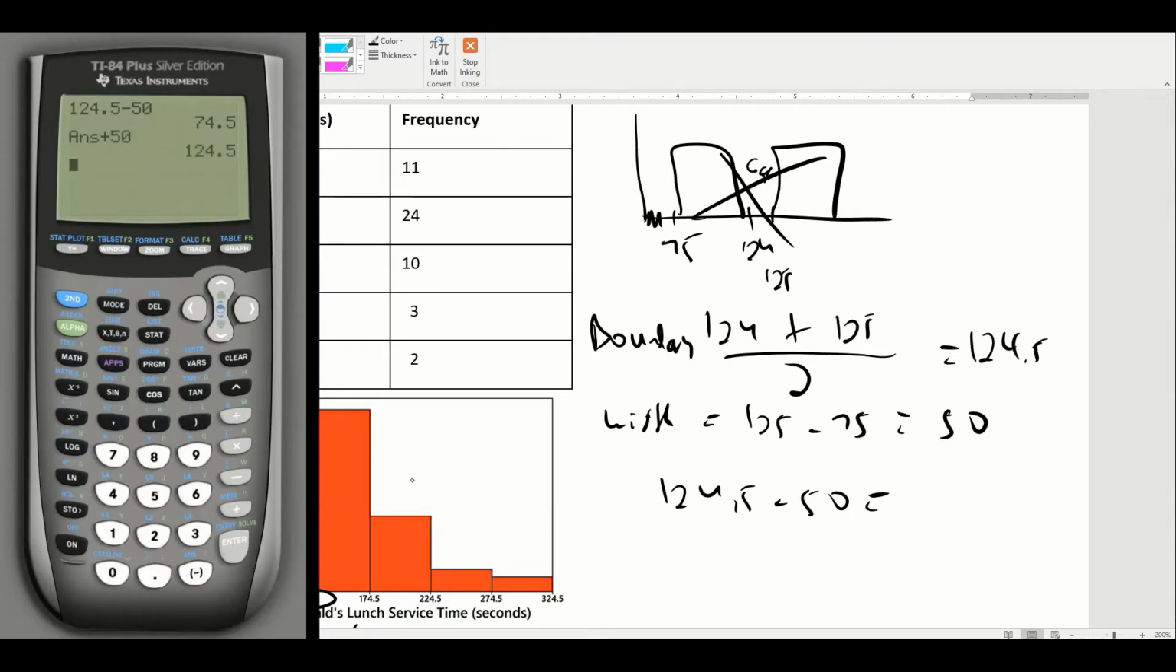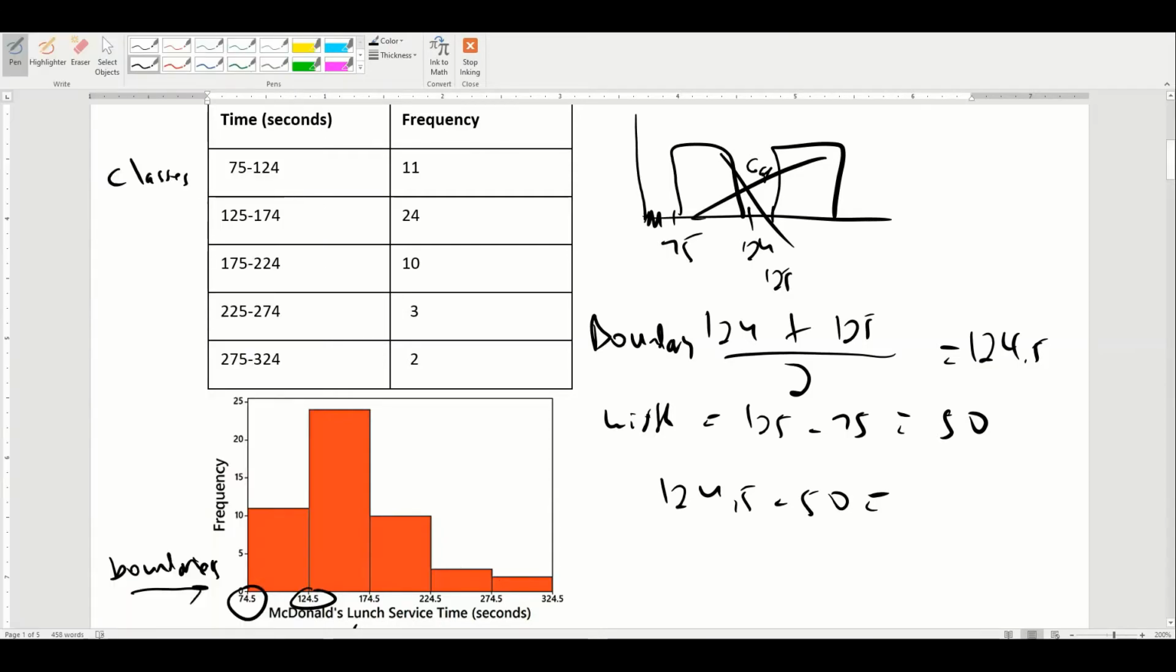We already know the 124.5 is correct. And then you add 50 again, 174.5. Add 50 again, 224.5. And add 50 again, 274.5, and add one more 50. You need the last one because we need to have an upper limit up here.